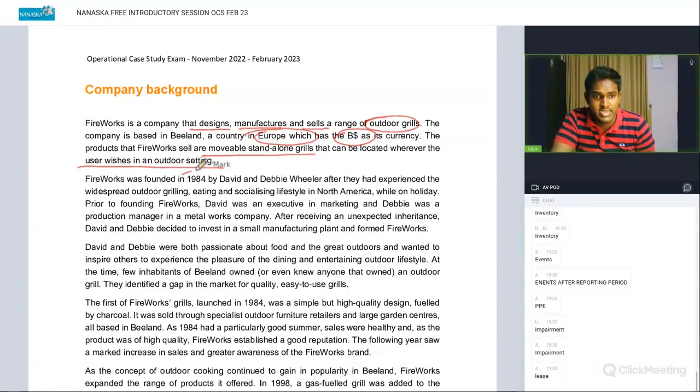So it was founded in 84. So we have been in business for almost 38 years. It was started by two individuals. We are still a private limited company. We have not gone public.